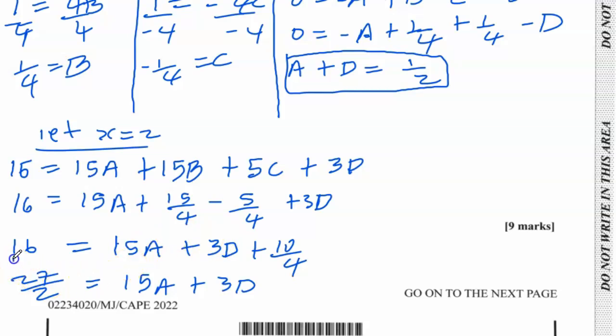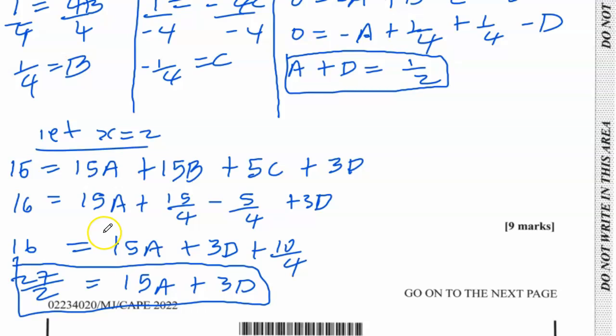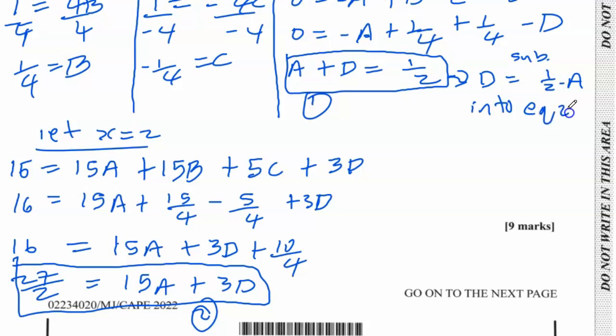That's another pair of equations. And we can now solve, right? From the first equation, notice d is equal to half minus a. Let's call this equation 1. Let's call this equation 2. So we can substitute d equals half minus a into equation 2.